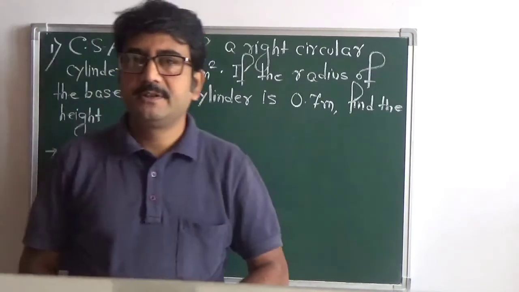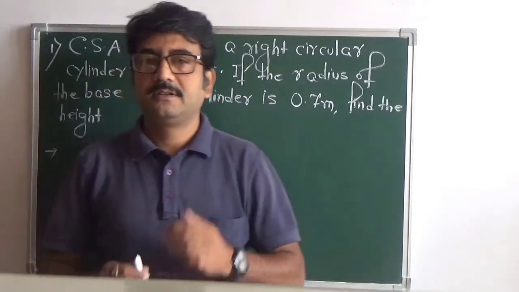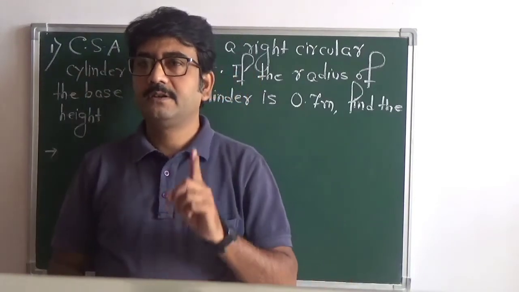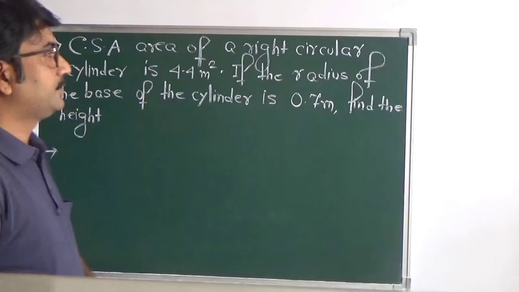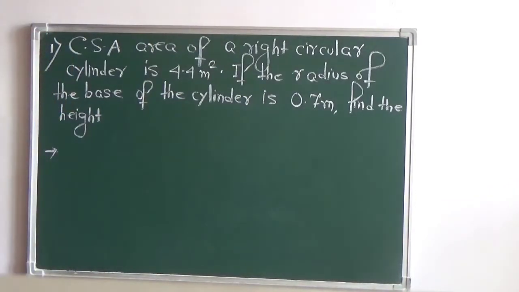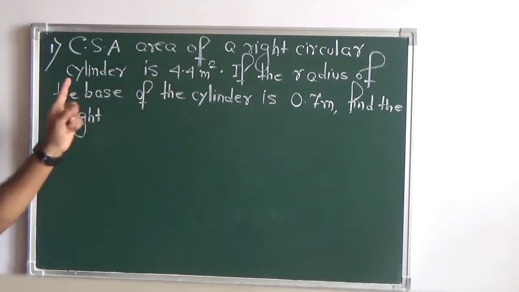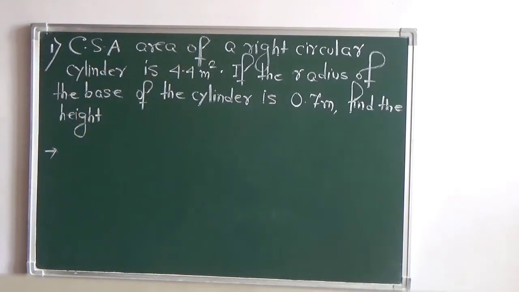So in the previous class we have discussed the volume, the curved surface area and the total surface area of a right circular cylinder. Now to start with the application of this particular solid, we have the first question here. The curved surface area of a right circular cylinder is 4.4 meter square. If the radius of the base of the cylinder is 0.7 meter, find the height.